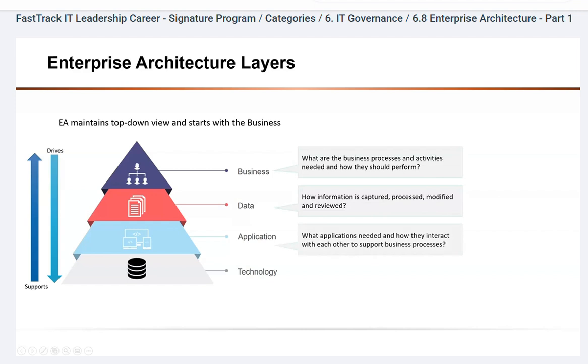And the third layer is applications. What applications are needed and how do they interact with each other to support business processes? And the technology: on what technology systems the applications run and how they are connected securely and reliably. So this is what enterprise architecture does. Instead of focusing on one specific application or type of application or type of technology, they start with the business from the top-down view, and these are the layers. They look at business architecture, data architecture, application architecture, and technology architecture. And this is what separates enterprise architecture from other teams.